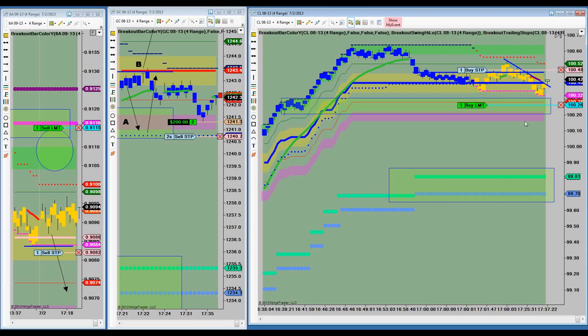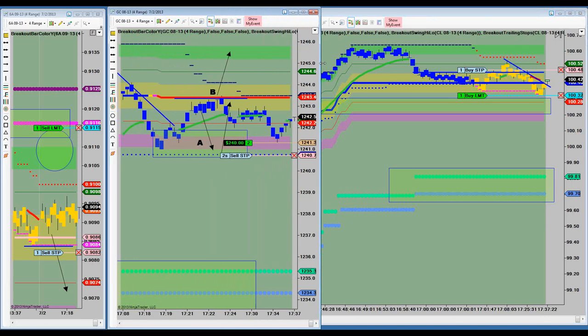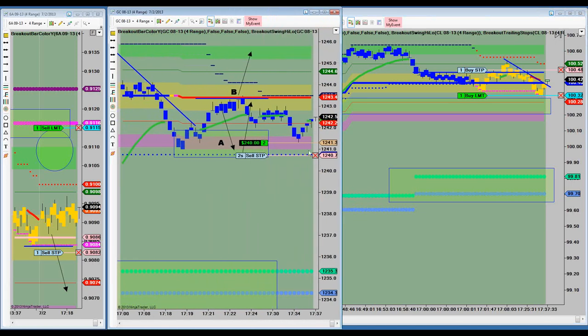All right, while you're pondering what to do with oil, let's look at the gold trade. It bounced off of support. It filled this on the wick of this candle. 2 contracts.